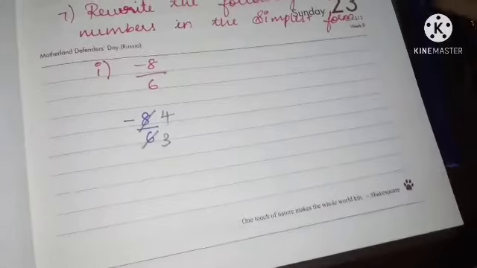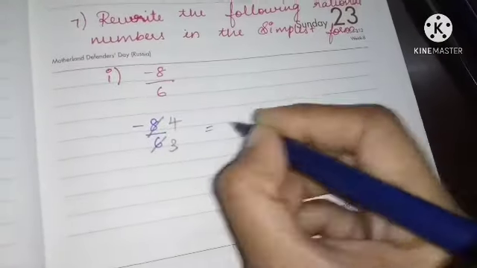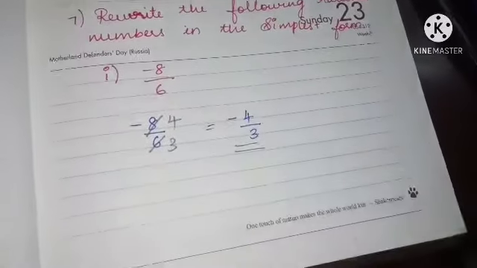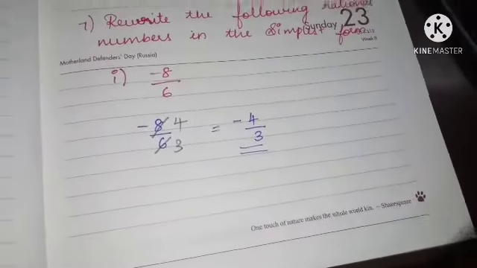Can we cancel it anymore? No. So what is the answer? You will write 4 by 3, and 1 minus is there. Our minus 4 by 3 is the simplest form.